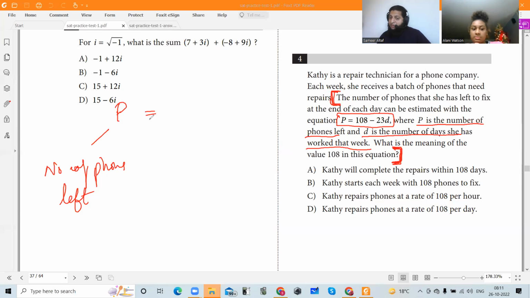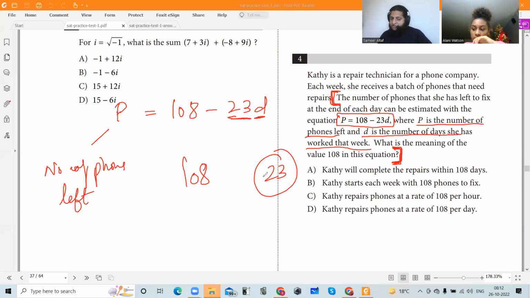You are very close, but she has fixed in every day. Oh, every day she fixes 23 phones. Okay. She starts with 108 on the day 1 of the week. So she starts with 108, and if it's the first day, she is completing 23 phones on day 1, and in day 2 it'll be 23 times 2.